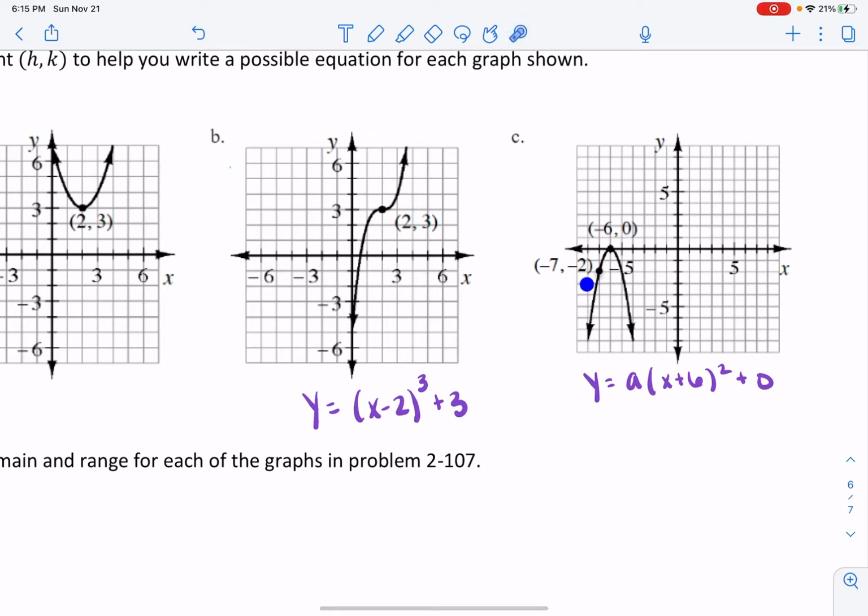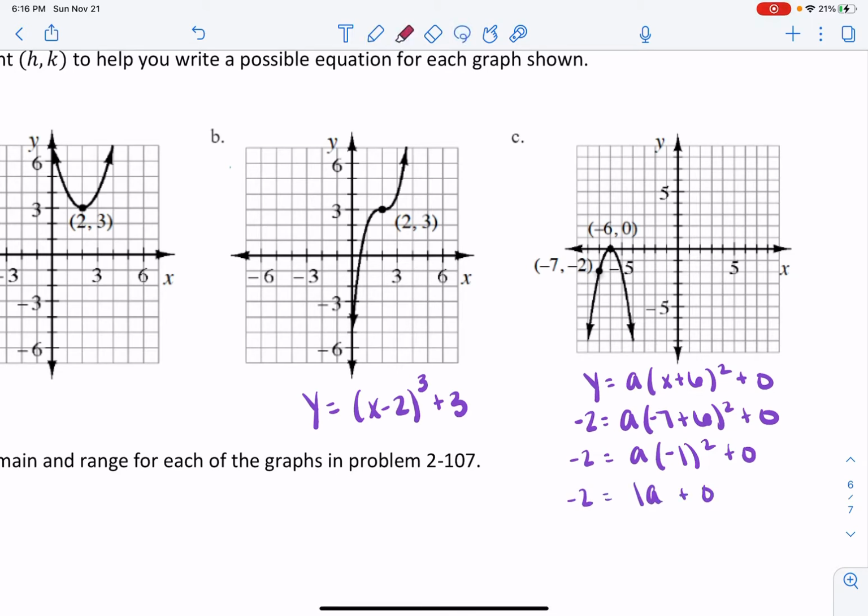And I know this point (negative 7, negative 2). So I'm going to plug that in for x and y, so I can really figure out what a is going to be here. So that'll be negative 1 squared plus 0. This becomes 1a. And I guess we can get rid of the 0 here at this point. I don't need to keep writing that. So if I divide by 1 on both sides, negative 2 is equal to a.